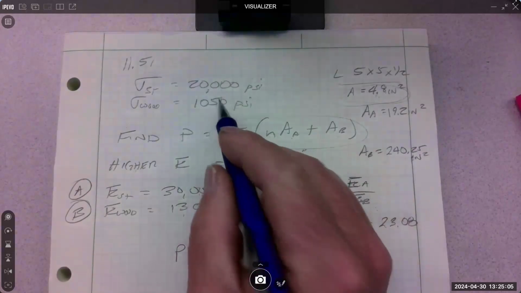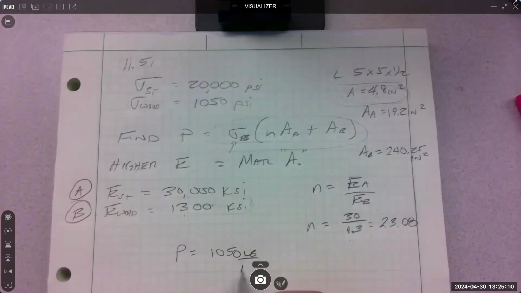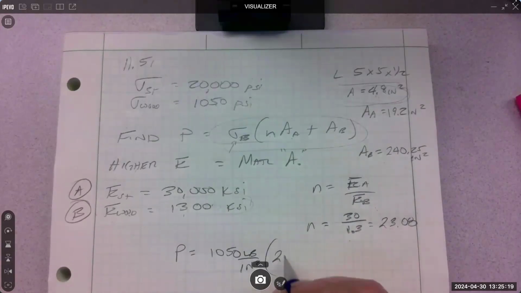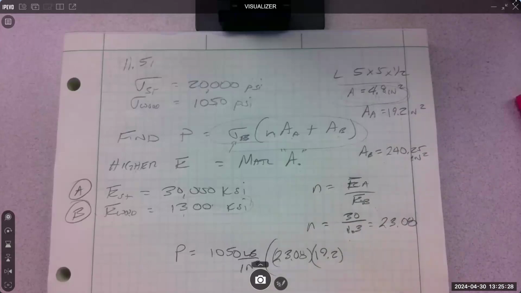Stress of B material. B material is a wood. That should be 1050. That's where the book went wrong. It put in 20,000. Whoops. That's a bit of a mistake. And then we have 23.08 as our N value. Our area A, 19.2. And we're going to add to that area B, 240.25. That closes that bracket. And we get P. What'd you get?